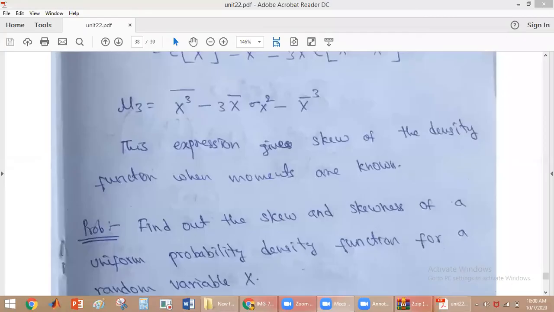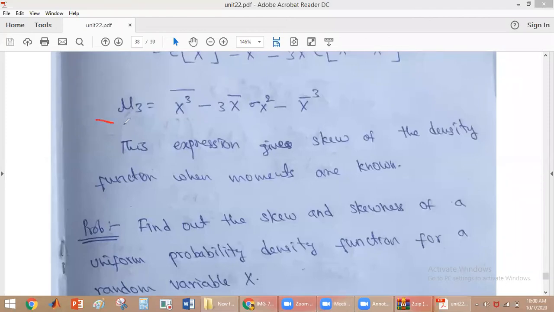So the problem here is to find out the skew and skewness of the uniform probability density function for a random variable x. Okay, skew and skewness of uniform probability density function for a random variable x. Okay, so for this, how do you find out skew?